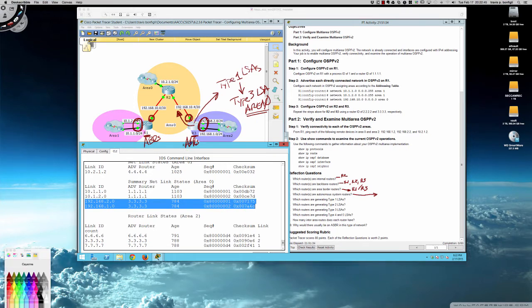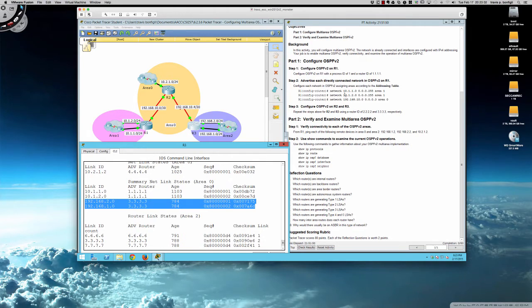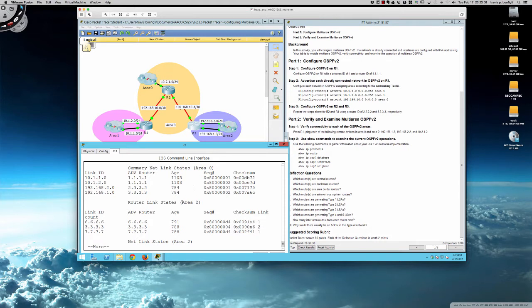Let me clear the screen real quick here. This writing's getting in the way. Yeah, we're on router 3, okay. And so you can see he's also receiving summary network advertisements for 192.168.2.0 and 1.0. And again, that's for the interface that's in area 0. If we look here, the router link states, again, we're on router 3 for area 2, what is he learning?